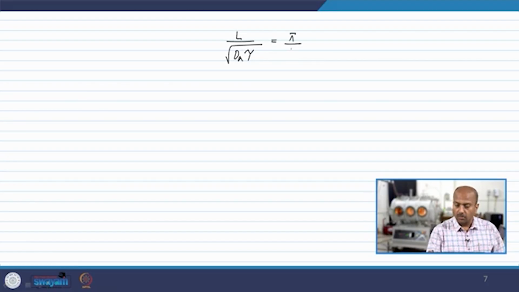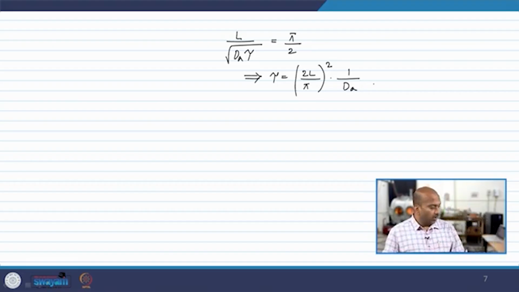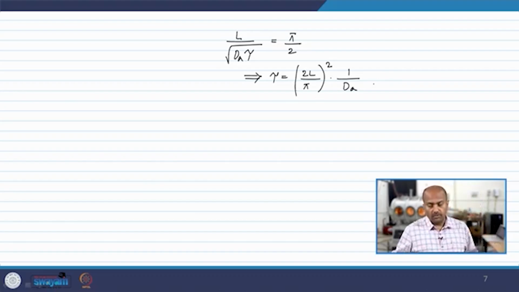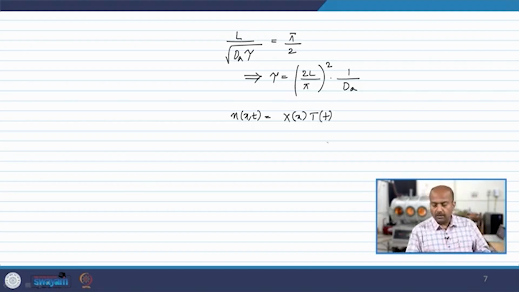So, (L by square root of D_a tau) should be equal to pi by 2, which implies tau equals (2L by pi) whole square times 1 by D_a. Simple algebra will give you this particular form, okay. Now, we have both the things. We know how we can get X of x and T of t. So, we know n of x, t as X of x times T of t. So, we want the density to be maximum at the center.